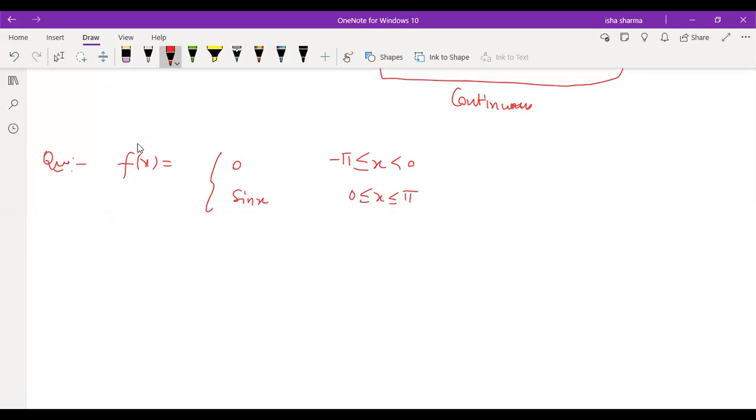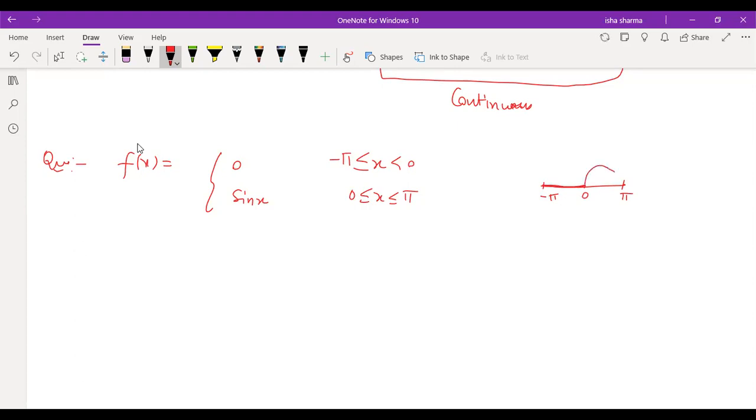But now our interval of definition is still minus pi to pi, but the function is defined like this: from minus pi to 0, it takes value 0, and from 0 to pi it takes value sine x. So at 0, although there is no discontinuity because the function value remains the same, the graph of this function, from minus pi to 0, takes value 0, and from 0 to pi it behaves like sine x.